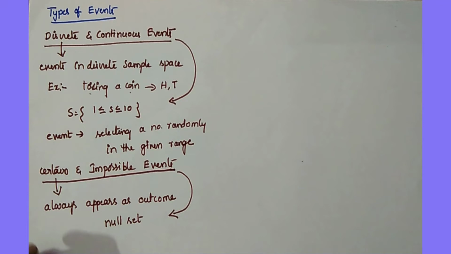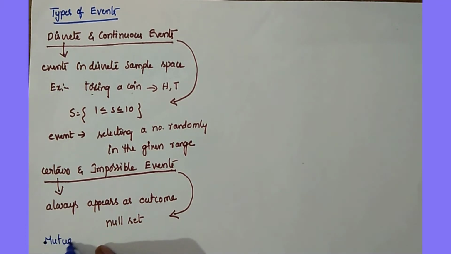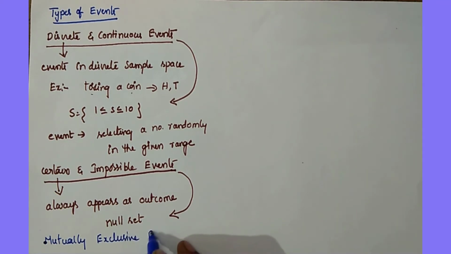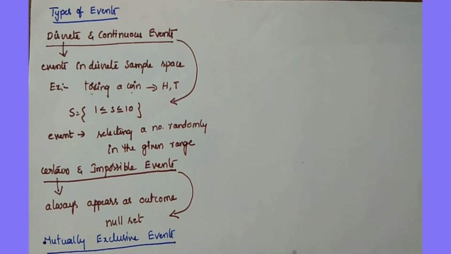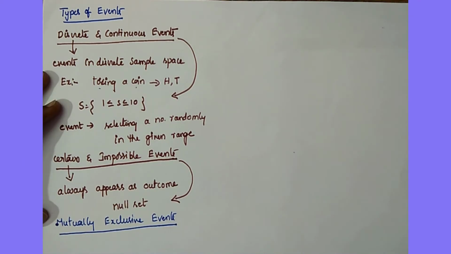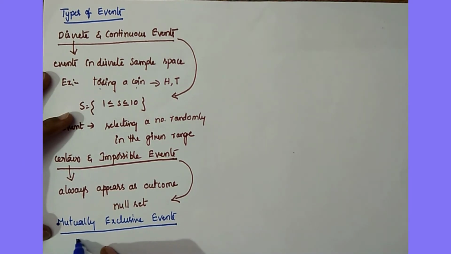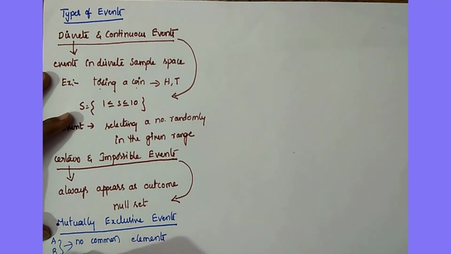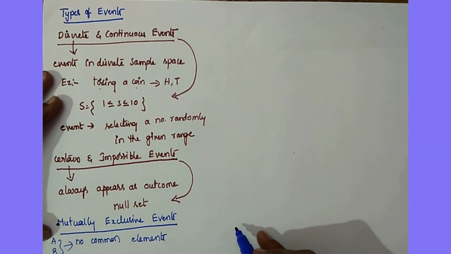Then we'll see mutually exclusive events. Two events of an experiment have no common elements. No common elements. So suppose take the events A and B. If these two are not having any common elements, then the two events are said to be mutually exclusive events.